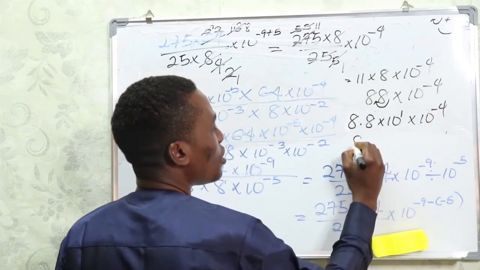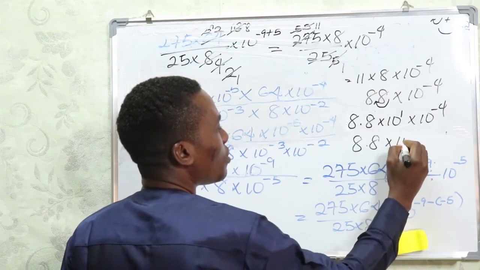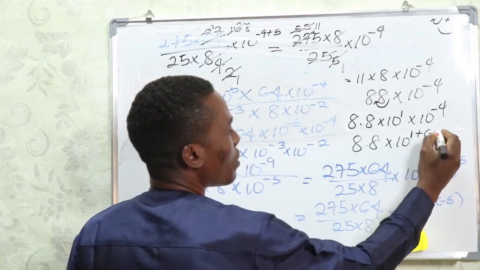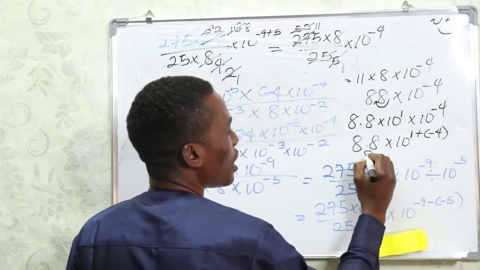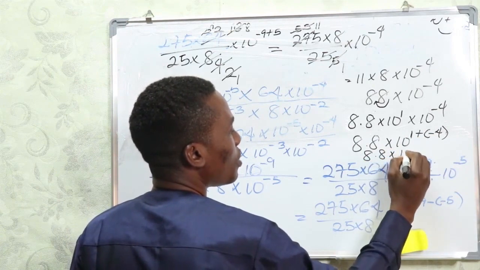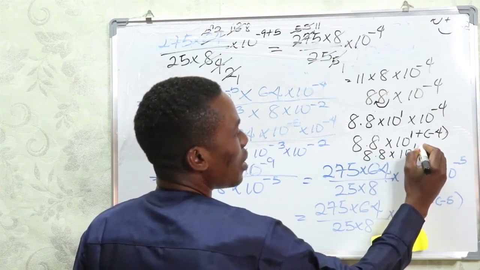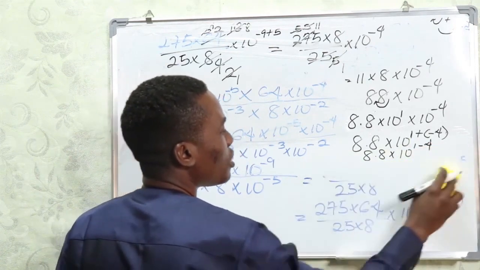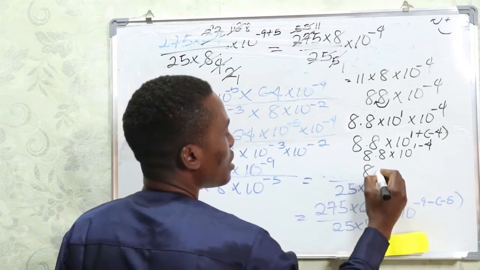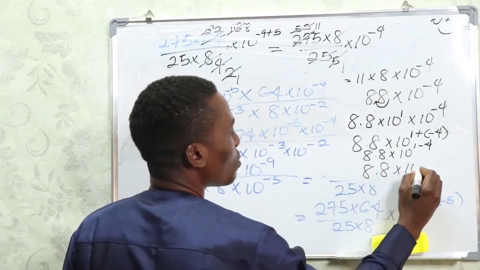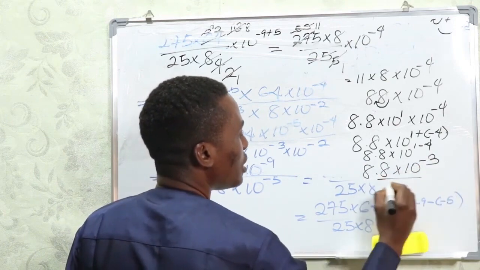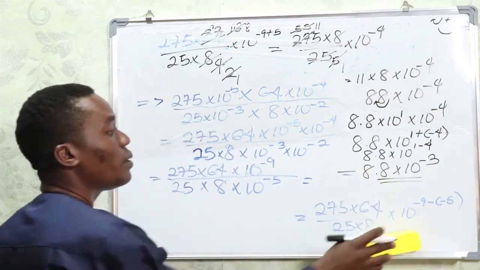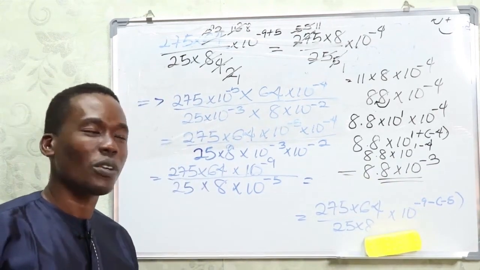Now if we do this further, we're going to have 8.8 times 10 raised to power 1, the product rule in our indices, plus bracket minus 4. So that will give us 8.8 times 10 raised to power 1 minus 4. Now, conclusively, our result is going to be 8.8 times 10 raised to power minus 3. And this is finally expressed in what? In standard form. So you see, it's very easy to go about the solution of these questions.